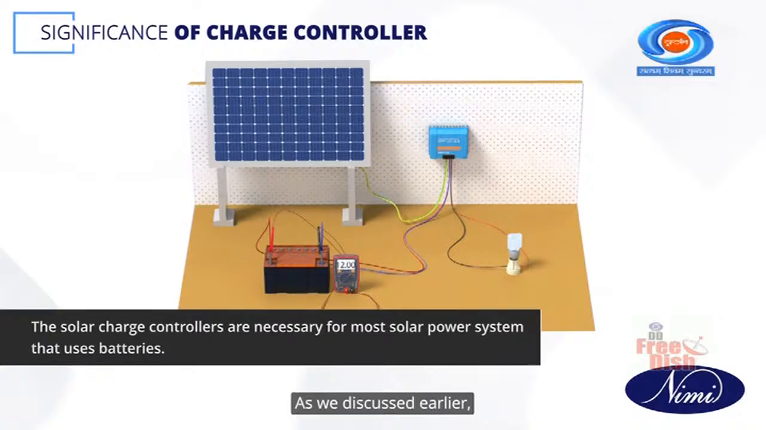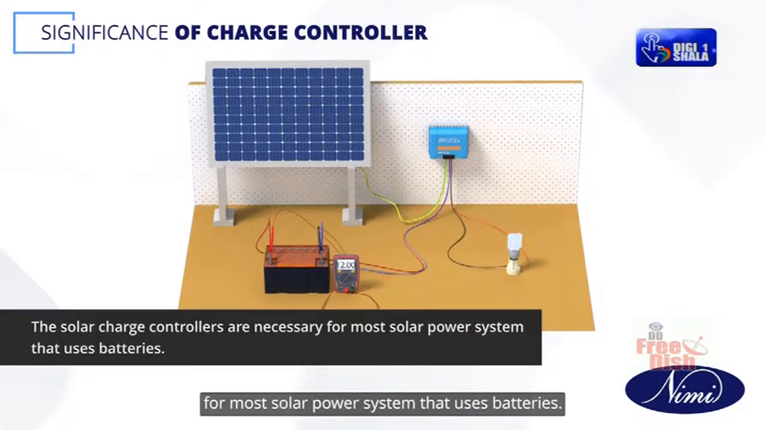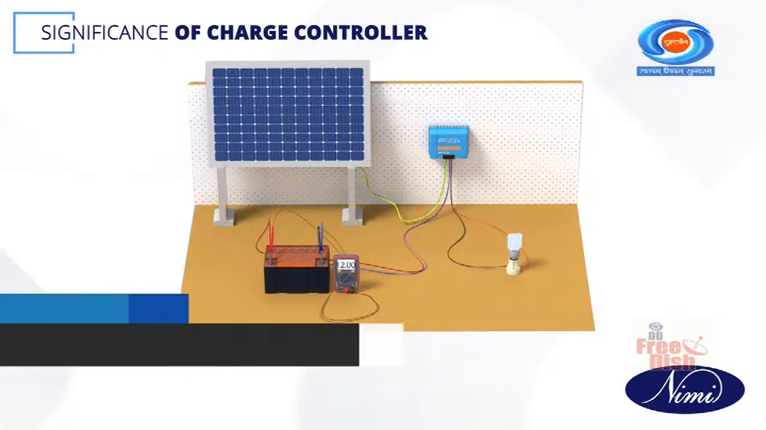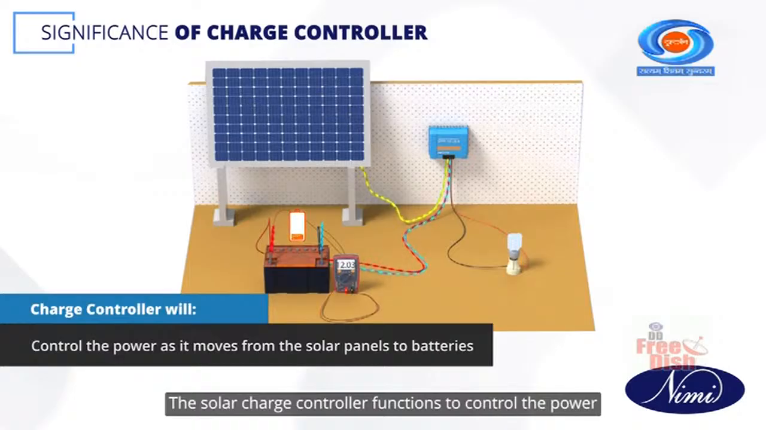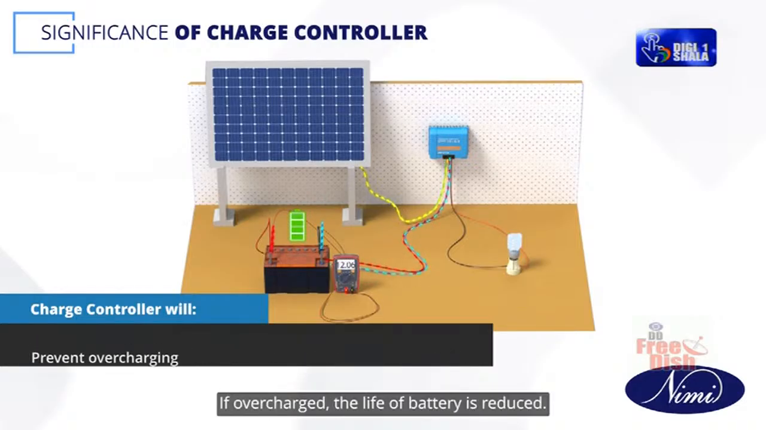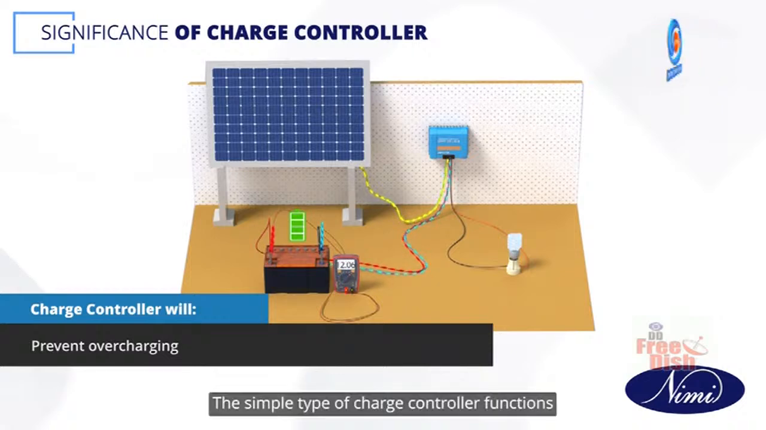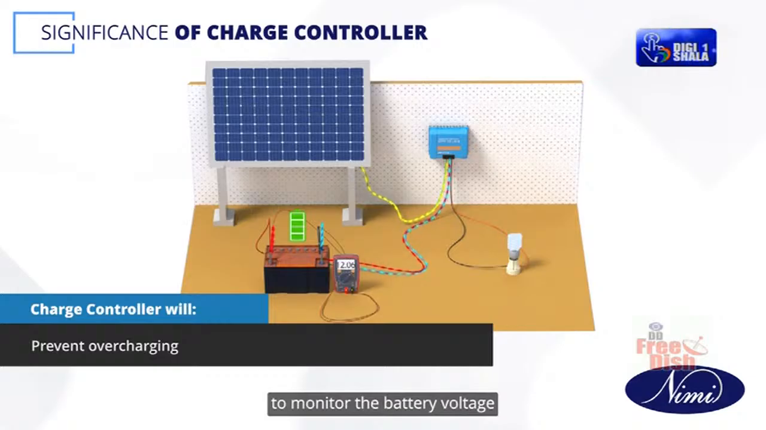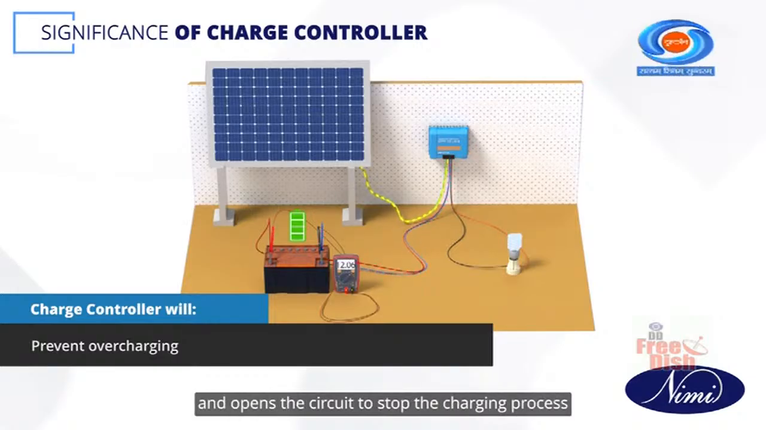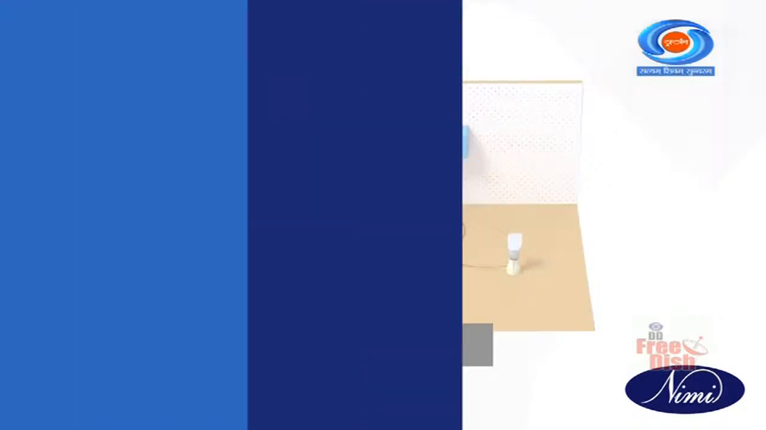As we discussed earlier, solar charge controllers are necessary for most solar power systems that use batteries. The solar charge controller functions to control the power as it moves from the solar panels to batteries. If overcharged, the life of the battery is reduced. The simple type of charge controller functions to monitor the battery voltage and opens the circuit to stop the charging process once the voltage reaches a certain level. Older charge controllers accomplished this with a mechanical relay.